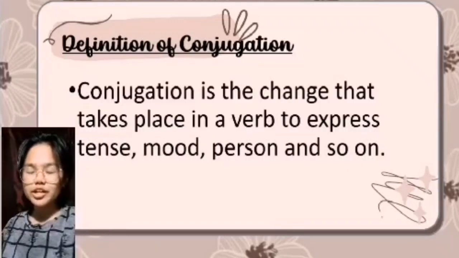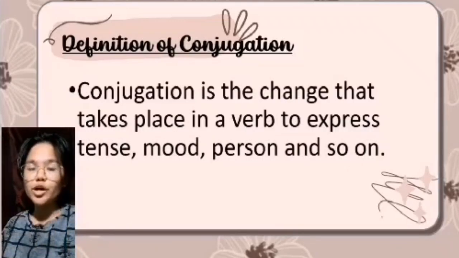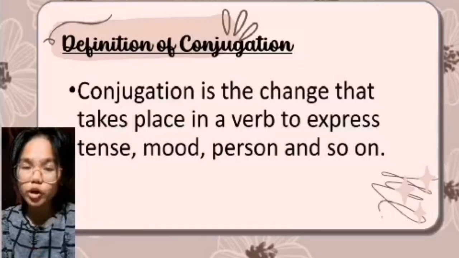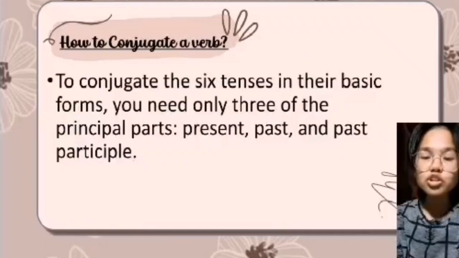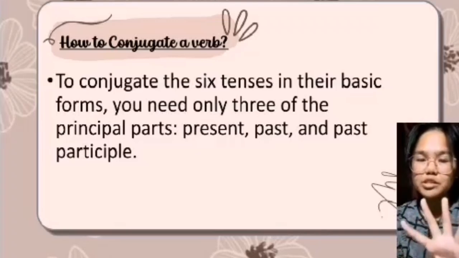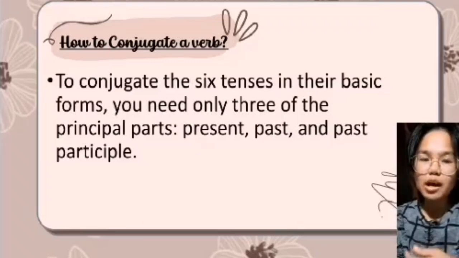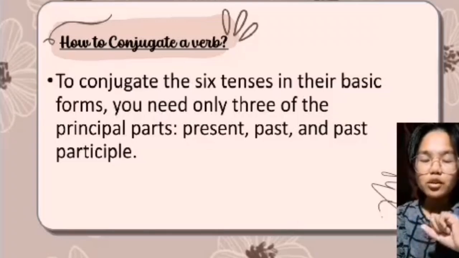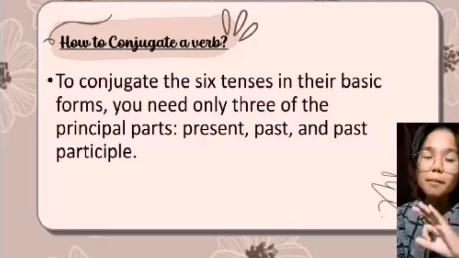Meaning to say, conjugation is a means of how we change the verb, or how we make different forms of verbs. So the question is, how do we conjugate a verb? To conjugate the 6 tenses in their basic forms, we only need 3 principal parts. Basically in this report we have 4 principal parts of verb, but later on you will learn what those 4 principal parts are. But to conjugate a verb, we only need 3 principal parts, and those are the present, past, and the past participle.